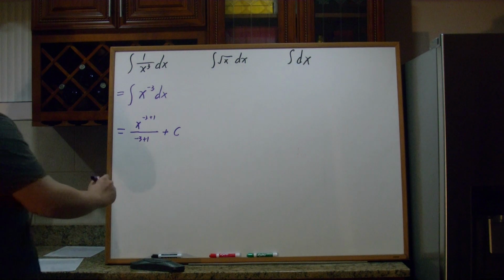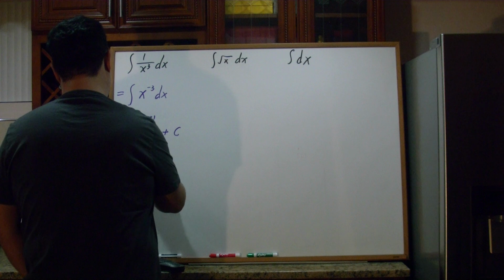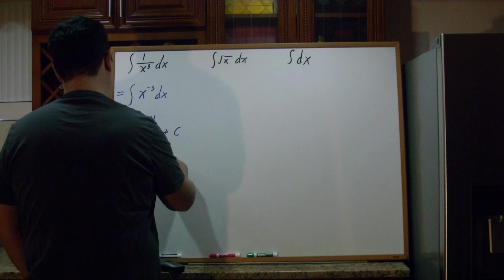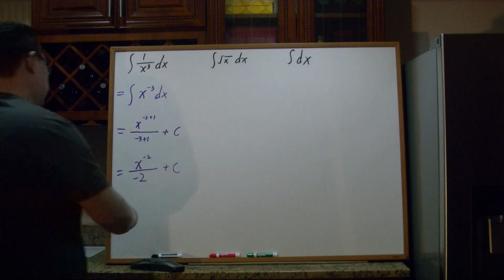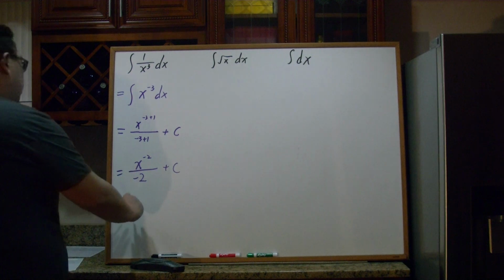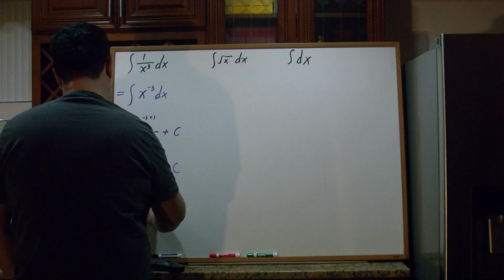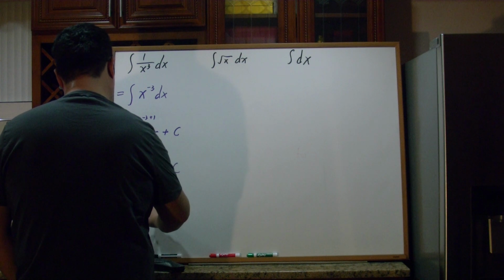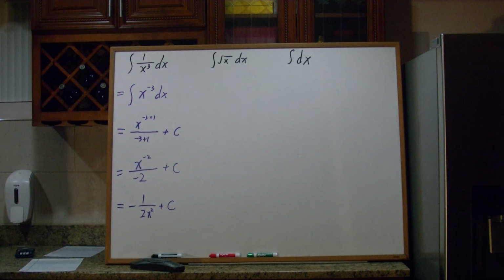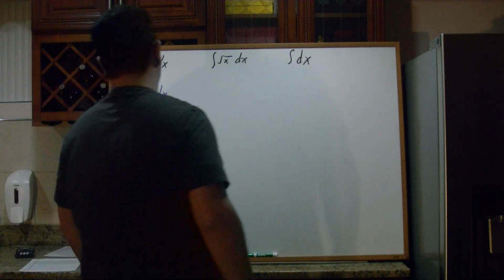Then what we have, after we simplify, is -2x to the -2, where x to the -2 is 1 over x squared. And we have -2 on the bottom, so -1 over 2x squared, plus c. That is the antiderivative of 1 over x to the third.